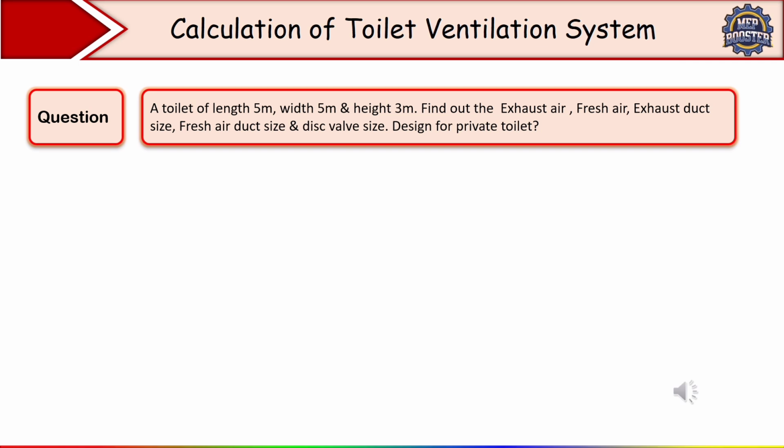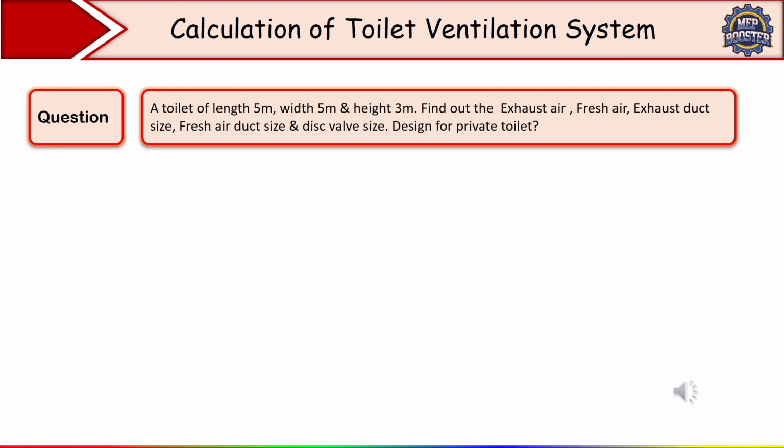Suppose we have a toilet of length 5 meter, width 5 meter and height 3 meter. Here I am just taking an example. Suppose we have a toilet, the length of the toilet is given as 5 meter, width 5 meter and height 3 meter. Now what do we have to find out?